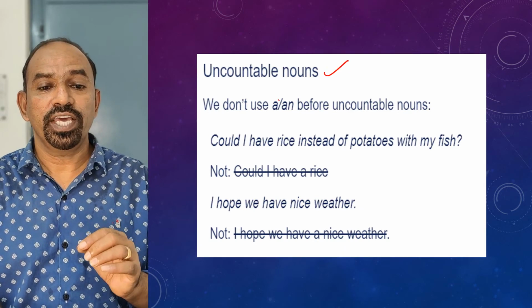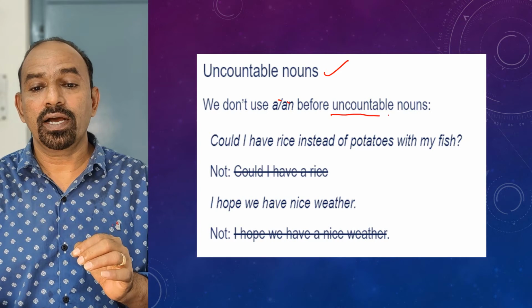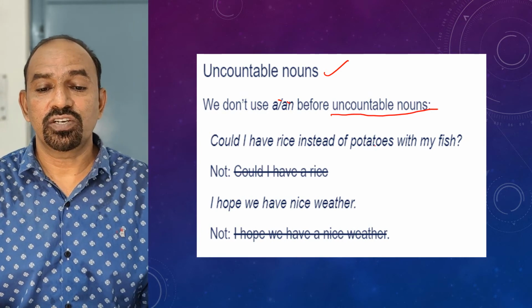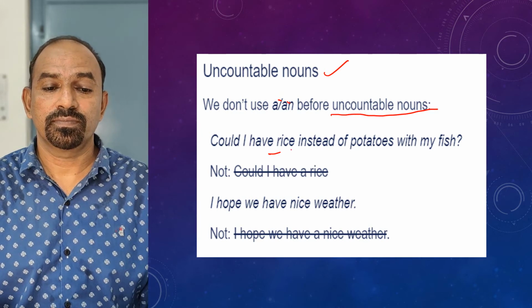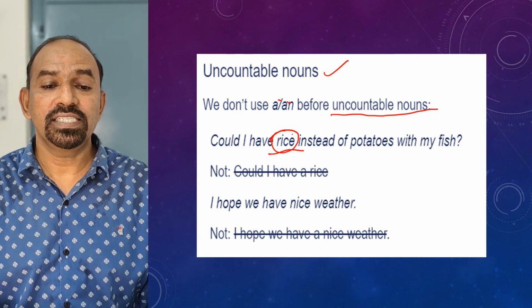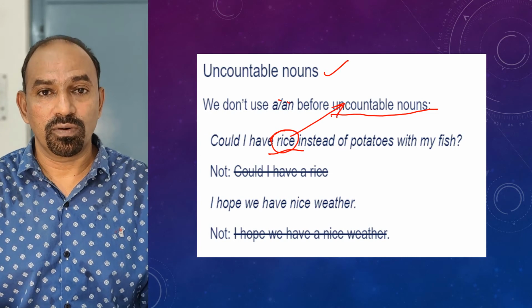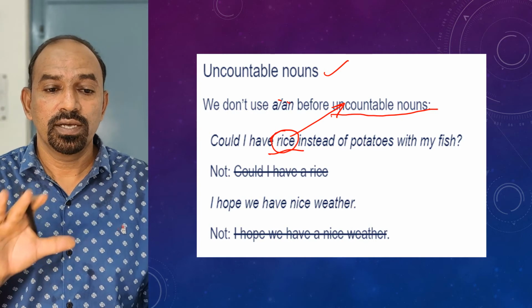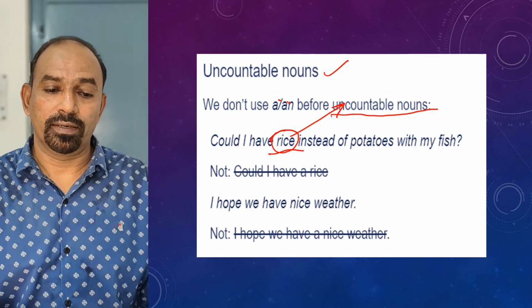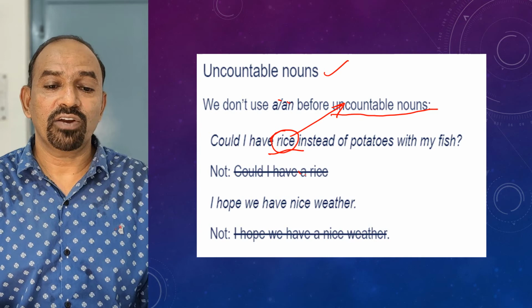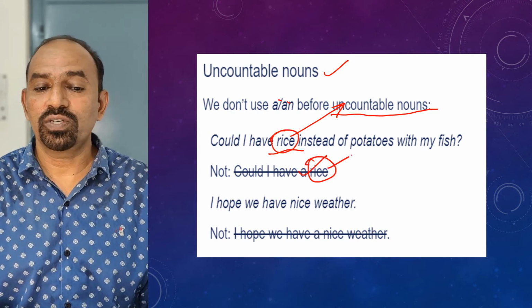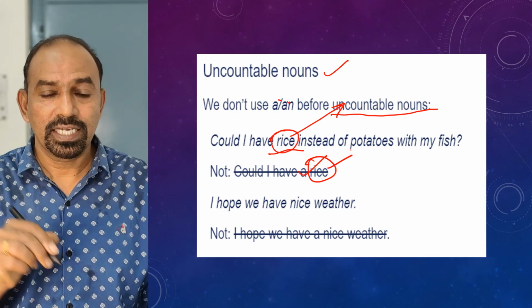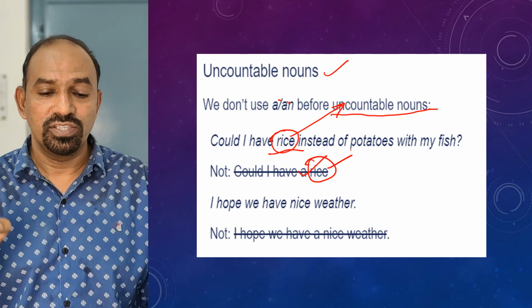Then uncountable nouns. We don't use a or an before uncountable nouns. This is the rule. Could I have rice instead of potatoes with my fish? Could I have a rice? Rice is an uncountable noun. With an uncountable noun, never use the article a or an. Never say, could I have a rice? Because rice is not countable, it is uncountable. So using an article before an uncountable noun is wrong.